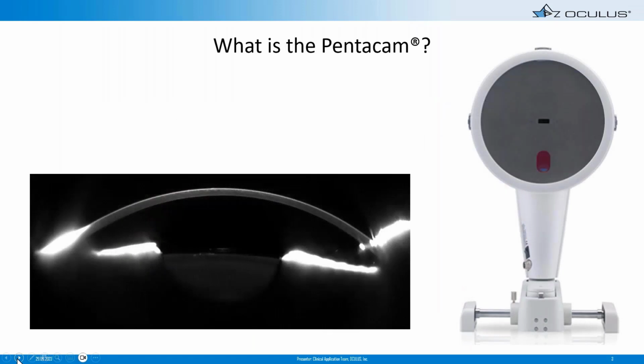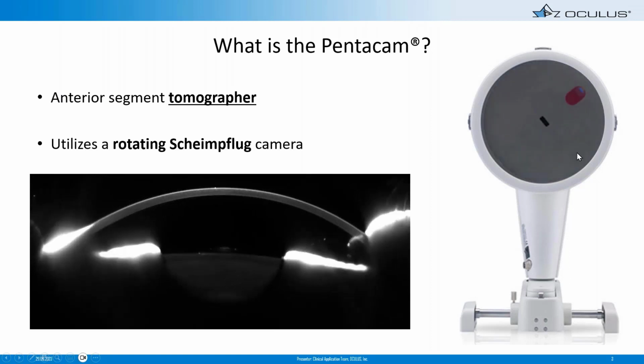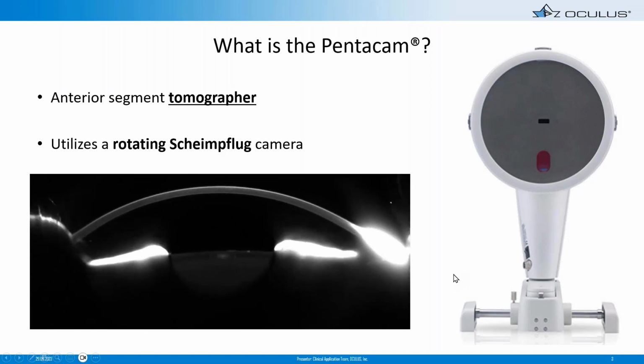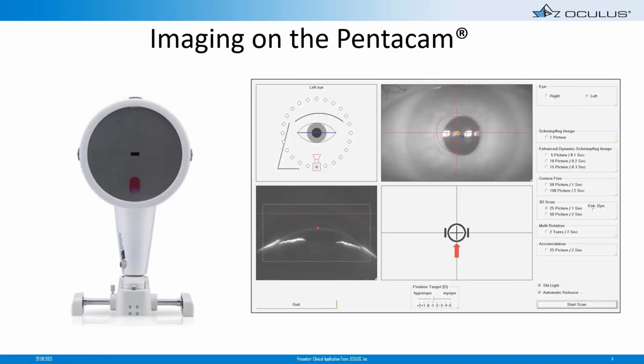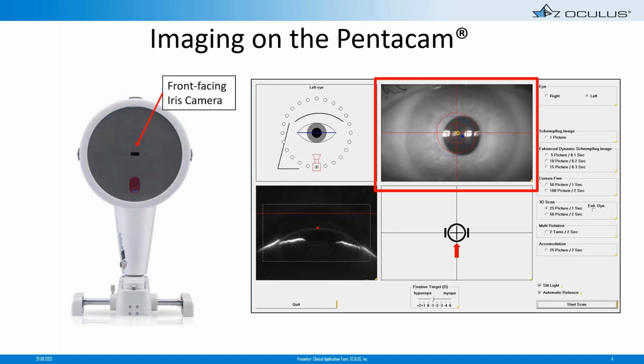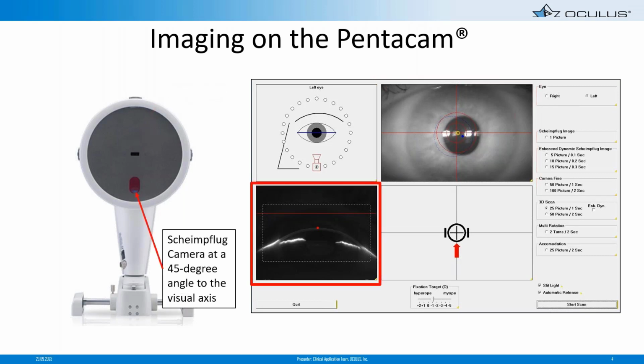All right. So to really understand what affects scan quality, you really do need to understand how the Pentacam technology works. The Pentacam is an anterior segment tomographer. It utilizes a rotating Scheimpflug camera, which is located here, and that rotates 360 degrees, covering the cornea. In the lower left, what you're seeing are the raw Scheimpflug images. These images are really important for the quality of the scans, and a lot of the troubleshooting comes from these live windows during the scan capture. You can see we have the front-facing iris camera and our live Scheimpflug image.